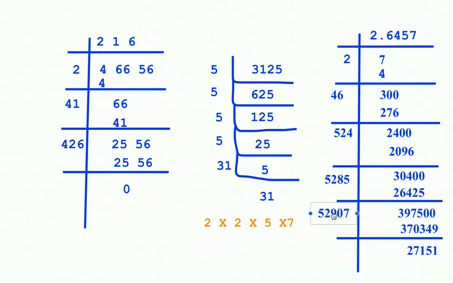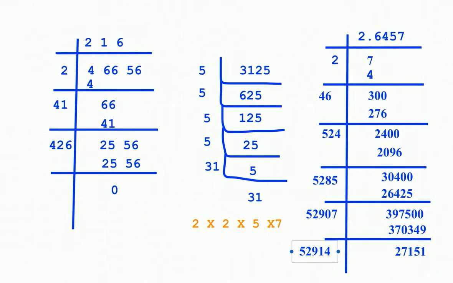27151. Now you add 7 to this number. What will you get? 14. Yes, 14. Now this is smaller than this. Again you have to get 2 zeros. Okay, add 2 zeros here.